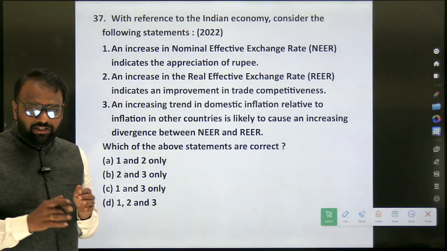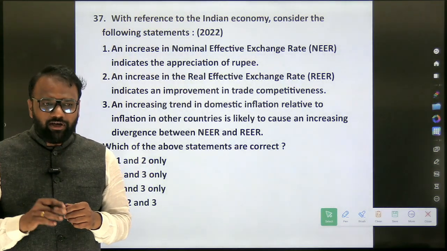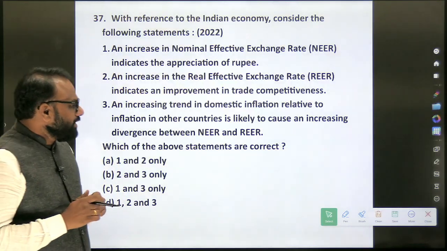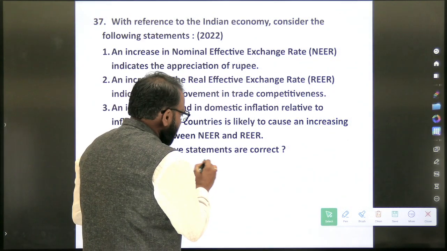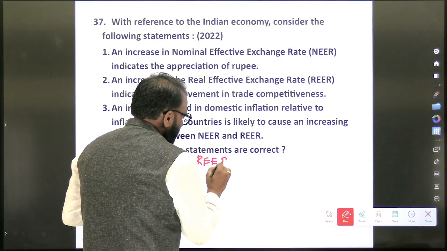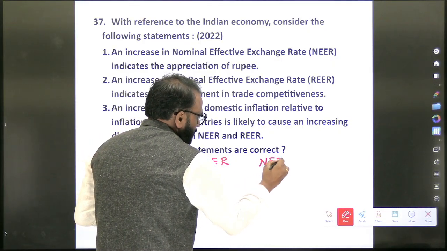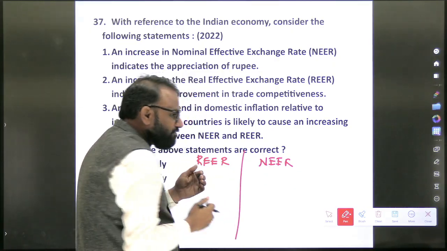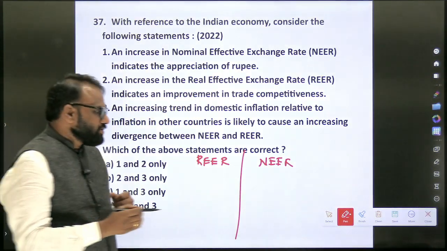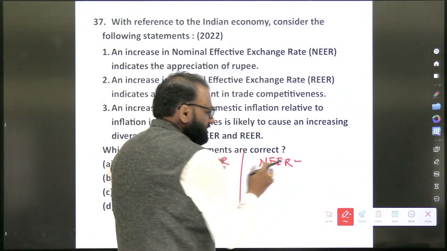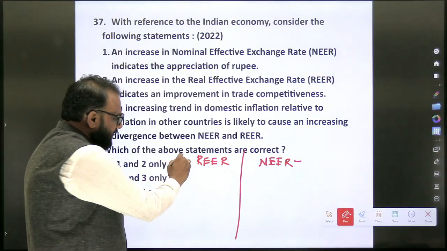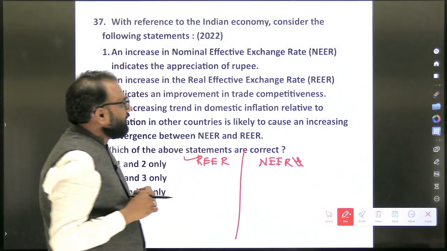In the regular classes we have discussed this in detail. You can go back to that class once. So here, what is the difference between REER and NEER? Which one is inflation adjusted? Adjusted for inflation, yes, REER. Whatever the inflation-related things, we have calculated and taken into account. So, sorry, REER, not NEER.